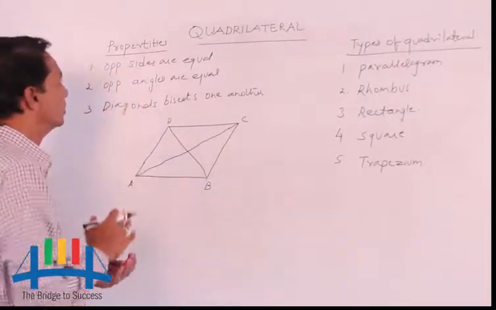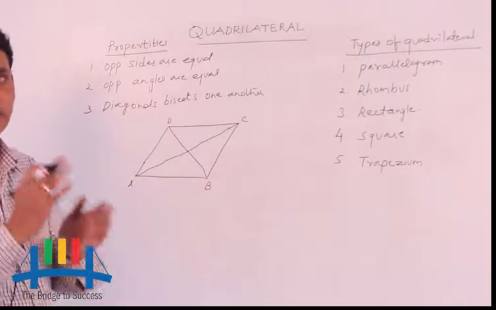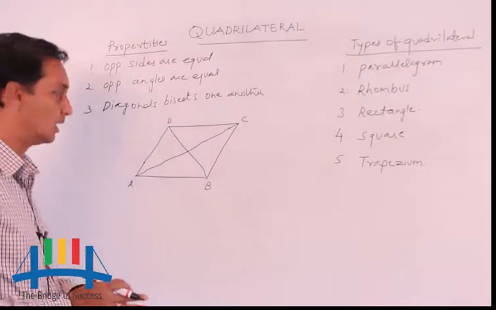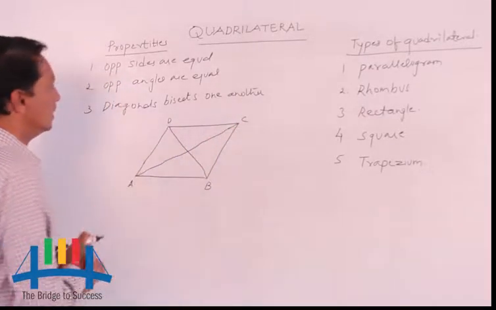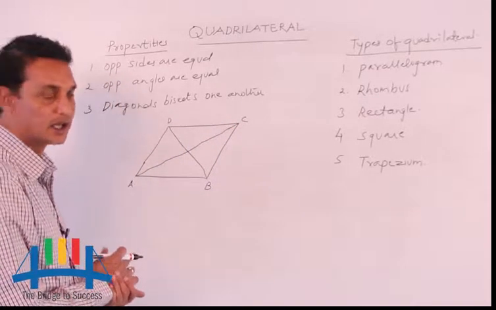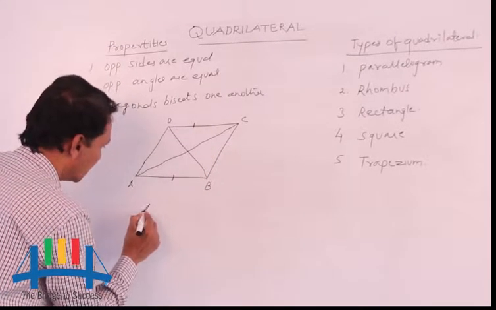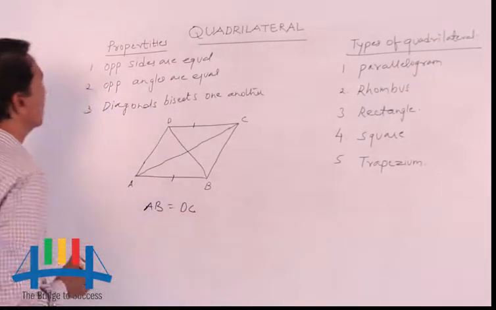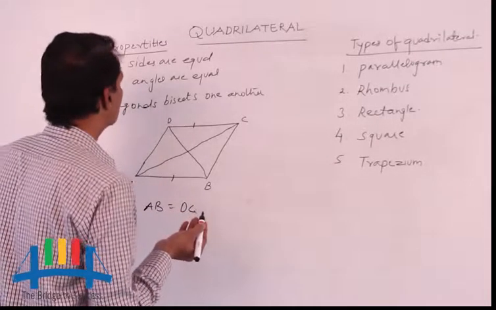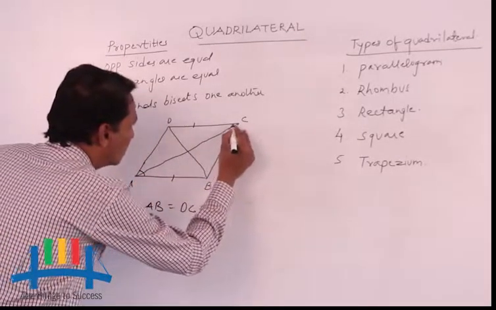Just observe, a parallelogram also has four sides. That is why we call a parallelogram also a quadrilateral. Here we have a parallelogram ABCD. In a parallelogram, opposite sides are equal. That means AB is equal to DC, and opposite angles are also equal. Opposite angles, that means angle A is equal to angle C.